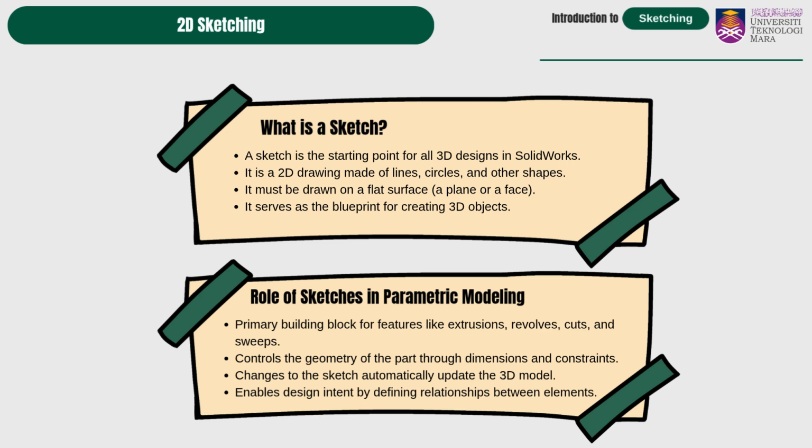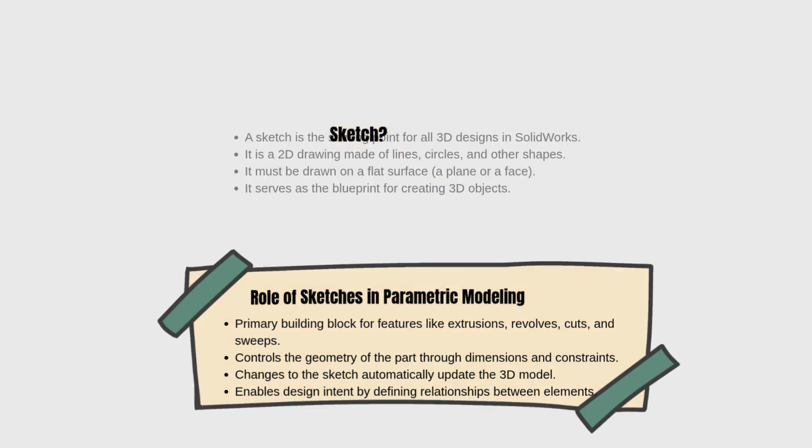This brings us to the role of sketches in parametric modeling. Your sketch isn't just a static drawing. It's a primary building block for 3D features like extrusions and revolves. By using dimensions and constraints, your sketch controls the geometry of the part. And here's the best part. If you change a dimension in your sketch, the 3D model automatically updates. This is what makes parametric modeling so powerful and flexible.